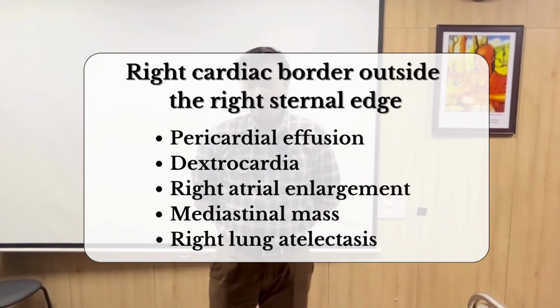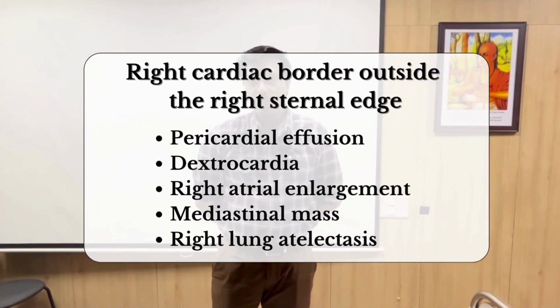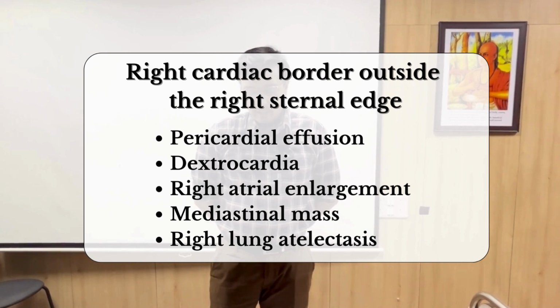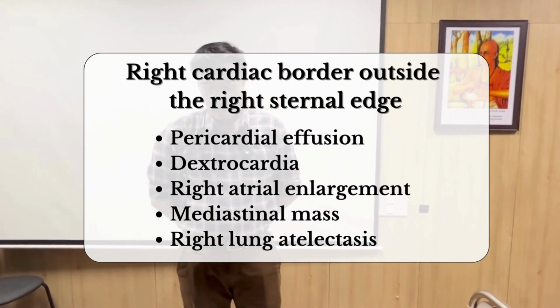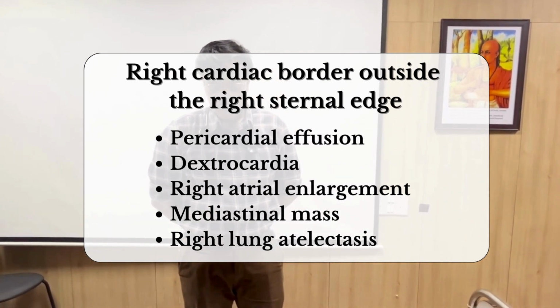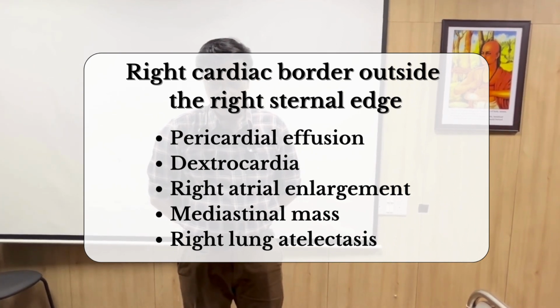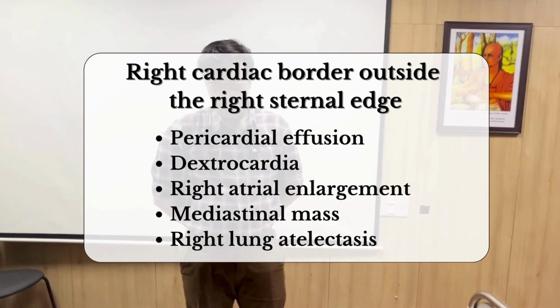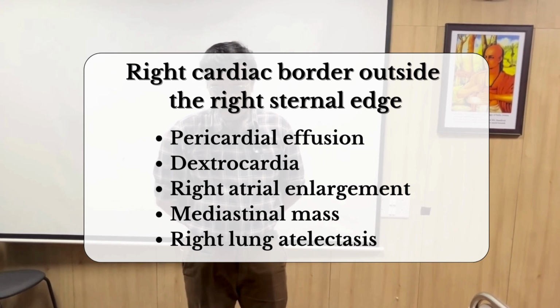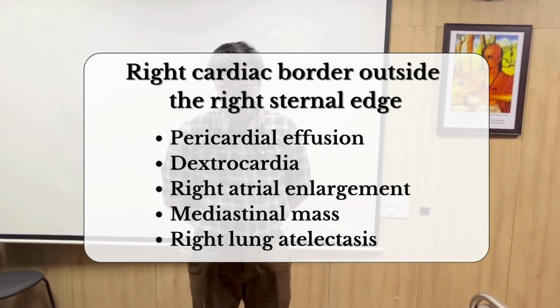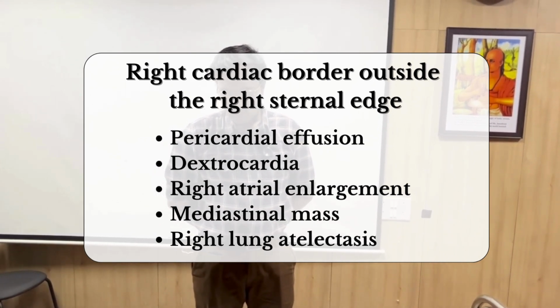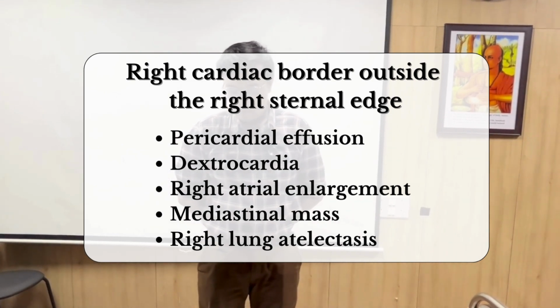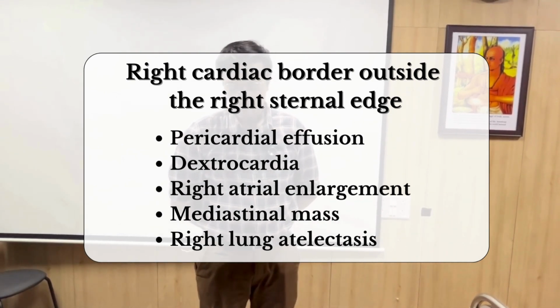Normally, the right cardiac dullness corresponds with the right sternal margin. A right cardiac dullness outside the sternal edge suggests pericardial effusion, dextrocardia, right atrial enlargement, mediastinal mass, or a left lung pathology like consolidation or massive effusion. A shift of cardiac borders to the right may suggest shifting mediastinum due to right-sided atelectasis.